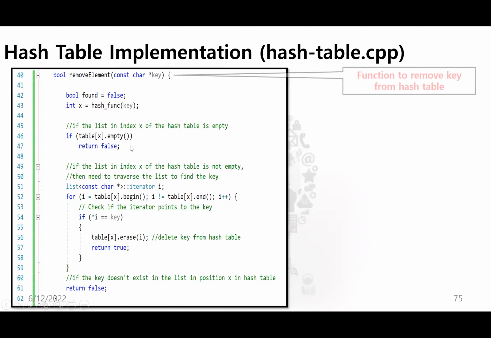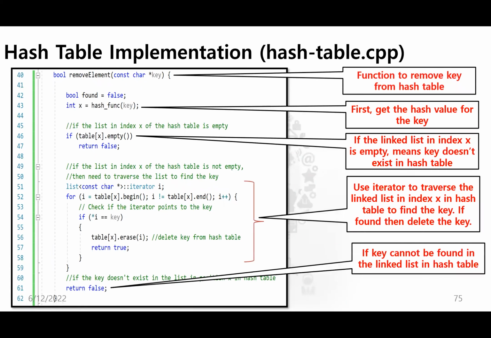Then I also have this remove element function to help me remove a key from the hash table if I want to remove. So how do I do that? First, based on the key, you go through the hash function so that you know which index this key will be stored in. Then you go to this index in your hash table. If your list is empty, that means your key doesn't exist, so you cannot remove. So what you do is just return false to say that this key doesn't exist.